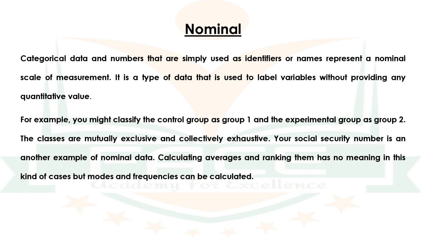Nominal. Categorical data and numbers that are simply used as identifiers or names represent a nominal scale of measurement. It is a type of data that is used to label variables without providing any quantitative value. For example, you might classify the control group as group 1 and the experimental group as group 2. These classes are mutually exclusive and collectively exhaustive. Your social security number is another example of nominal data. Calculating averages and ranking them has no meaning in this kind of case, but modes and frequencies can be calculated.